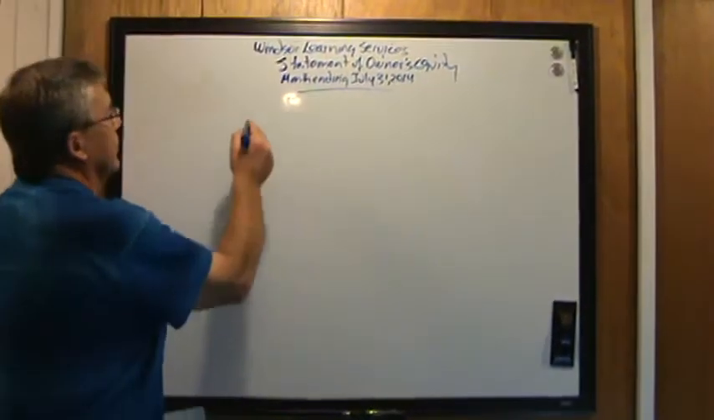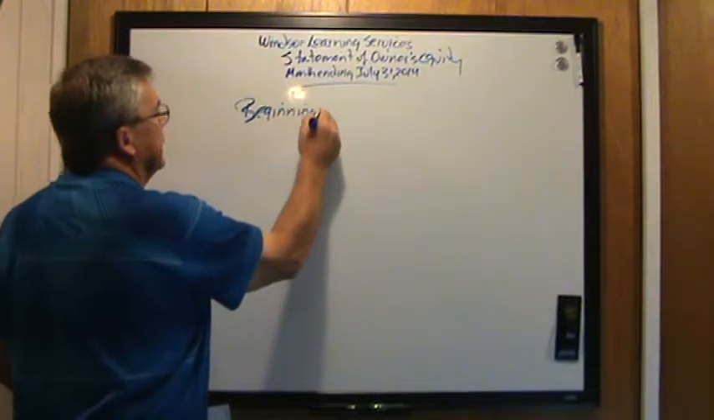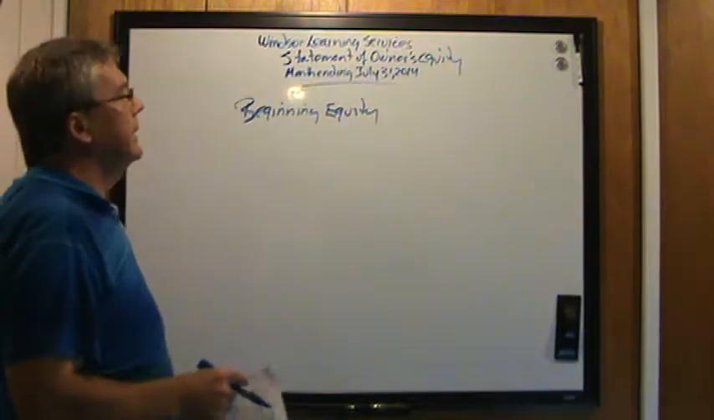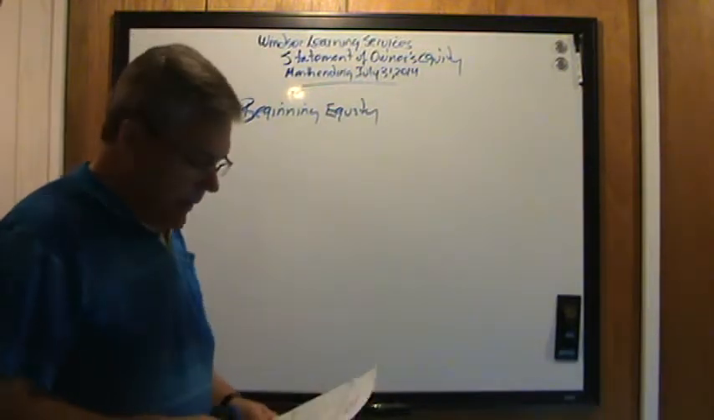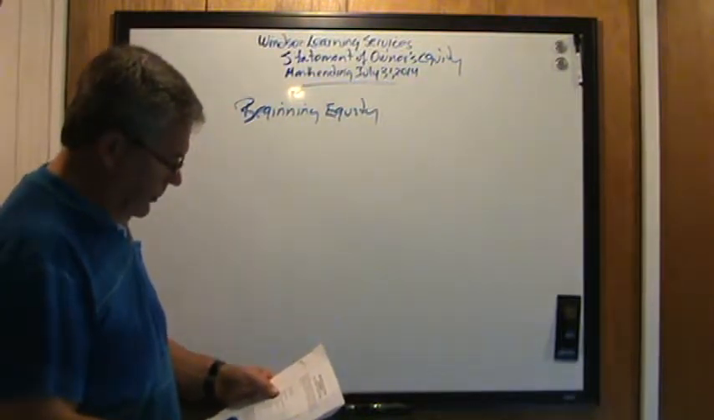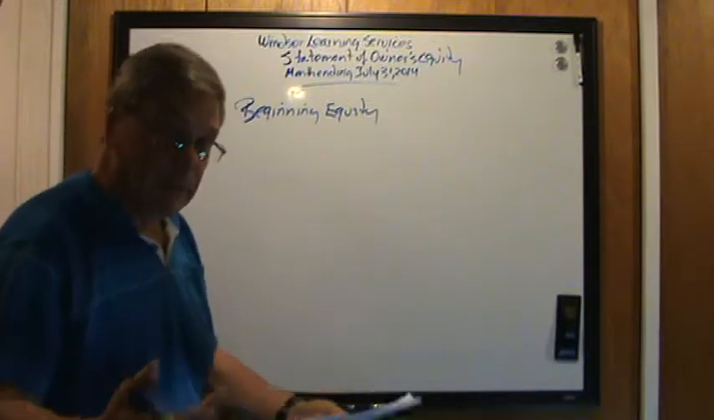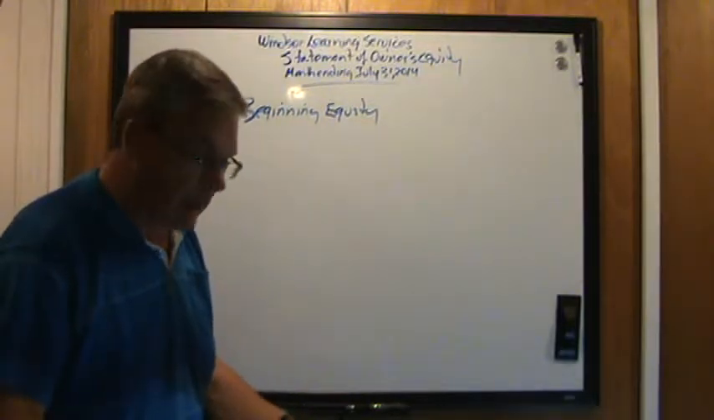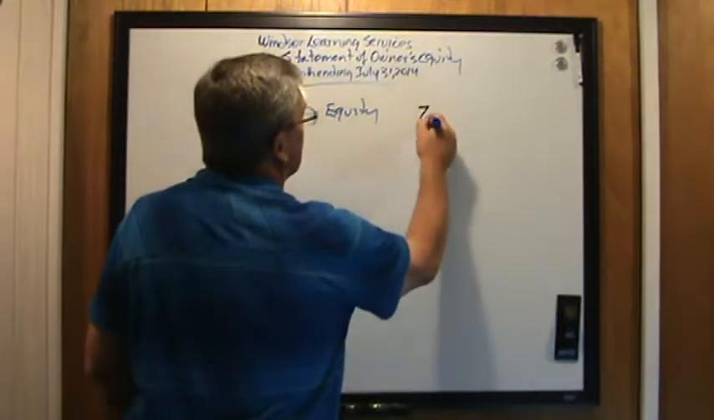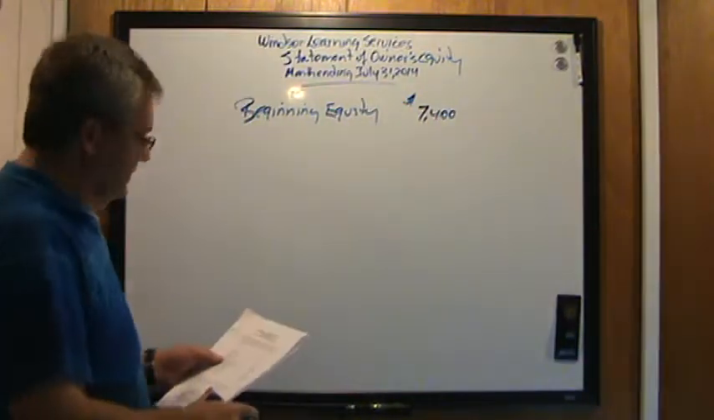Statement of owner's equity always starts with the beginning equity. Here we have the beginning equity at the start of the month, and the number we have here is Milton Windsor's capital on June 30th, which is also July 1st, $7,400. We're starting a column, so put a dollar sign there.